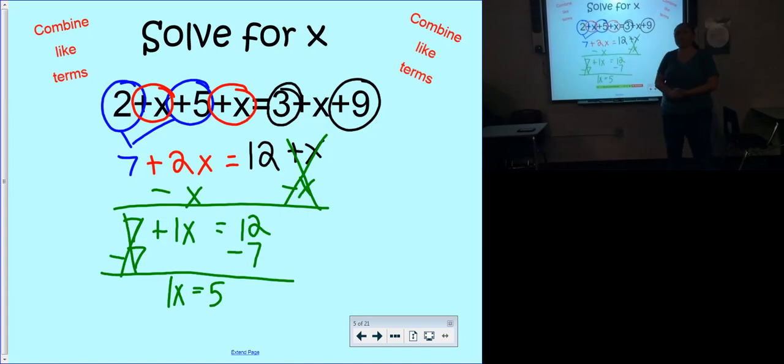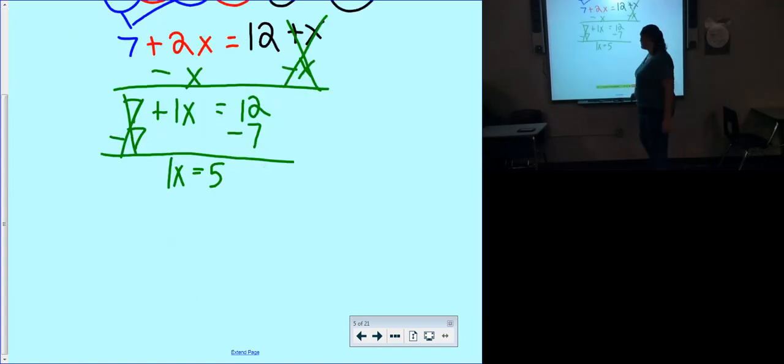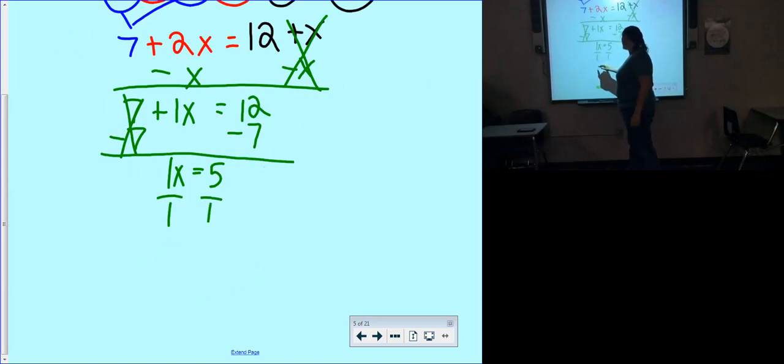Now, some of you might be like, well, Miss Bernard, isn't that the final answer? Because if I divide by 1, I'm still going to get 5. Technically, yes. You could stop right here and say 5 is your final answer. However, sometimes you're going to have a number here that you're going to need to divide by. So it's important for you to go ahead and get yourself into that habit of dividing now. So what I'm going to do is divide by 1. And that gives me x equals 5.